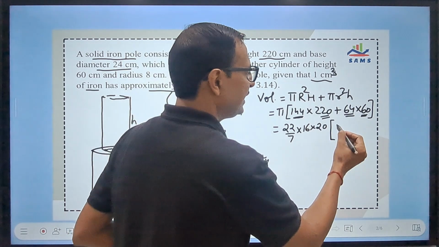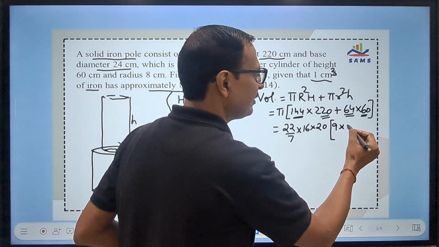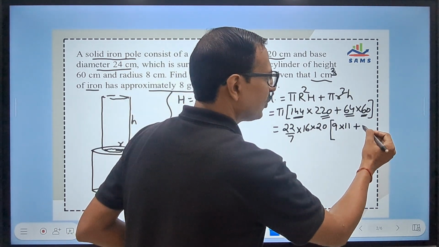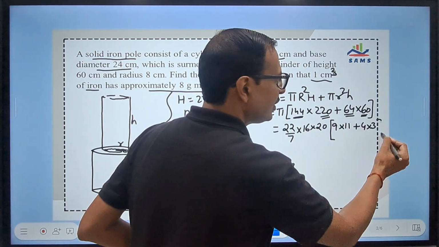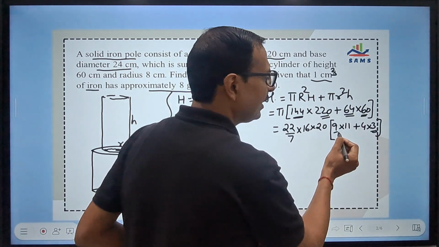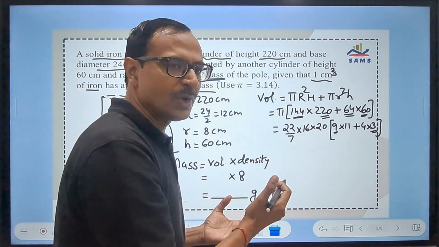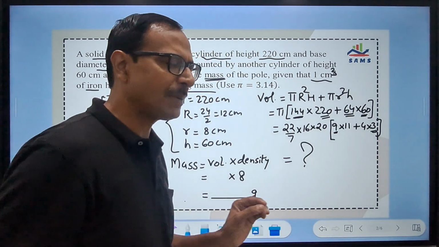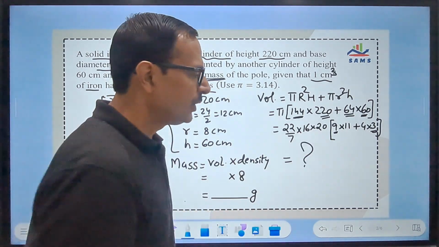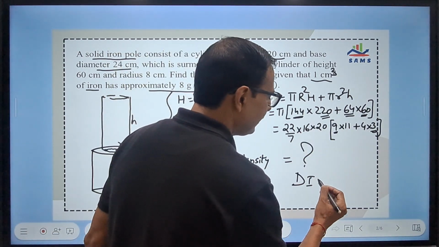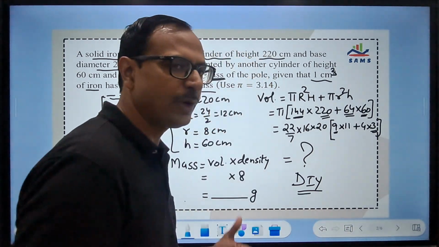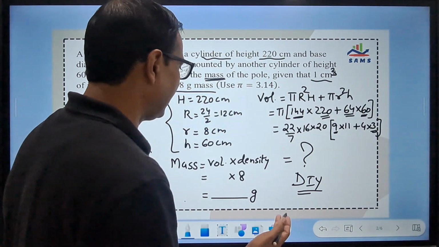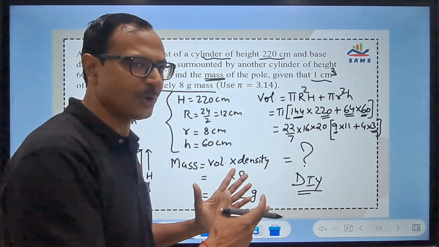So 16 9 times and then 20 11 times plus 16 4 times and 23 times. Still you have common factors. See, 3 and 9, it has a common factor 3 also. So solve like that and let me know what is the answer for this question. So I am leaving this small calculation for you. You have to post your comments and tell me this DIY question, do it yourself question, and I'll check the comments whether you got it right or not.